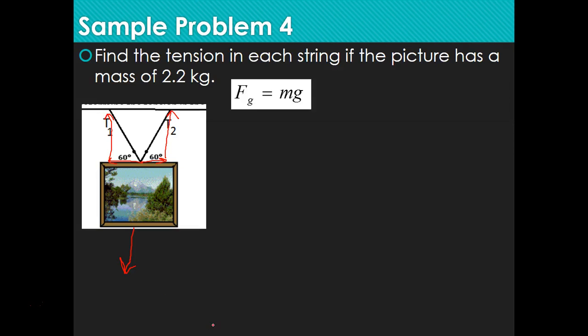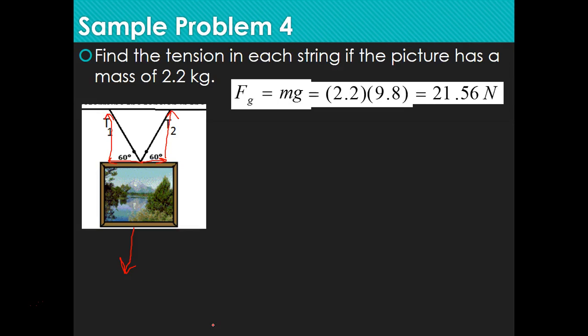We know that the weight of the object is equal to mass times acceleration due to gravity. We're given the mass of the picture, it's 2.2. So to get the weight, we just do 2.2 times 9.8, which is 21.56. Now we can use our knowledge from the previous problem and say that T1y plus T2y is equal to Fg. This time the angle that we're given is 60 degrees, so the y component of tension 1 will be equal to whatever the tension is times the sine of 60 degrees.